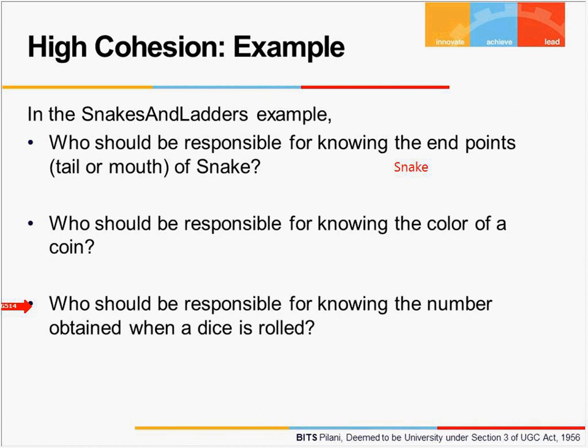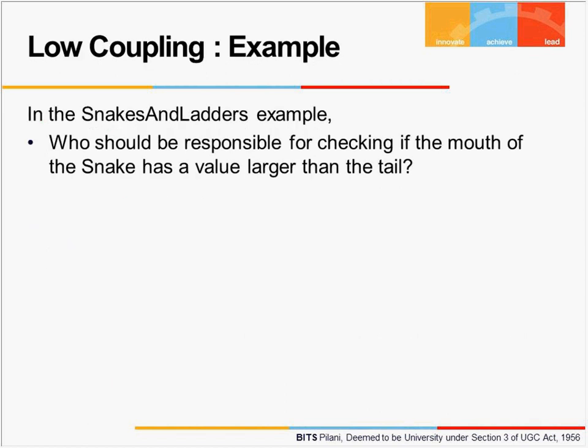Okay. One question which I had left earlier, so I'll just go back and take up that question, and that would be the last for the day. The question is, who should be responsible for checking if the mouth of the snake has a value larger than the tail of the snake? This question does not correctly fall into the low coupling pattern, but you can answer it using one of the four patterns that we have studied so far.